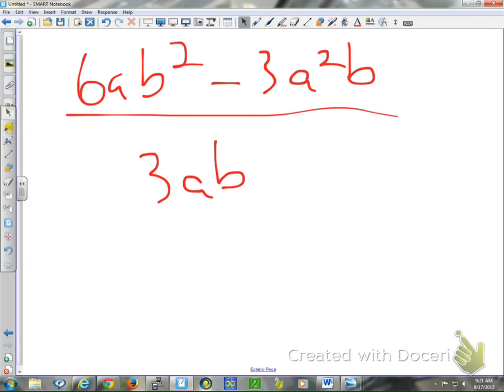Here's what we're doing first. We're going to have a polynomial divided by a monomial. That's the first thing we're going to do. Now, we did this last week. We really did. Just do one piece at a time.